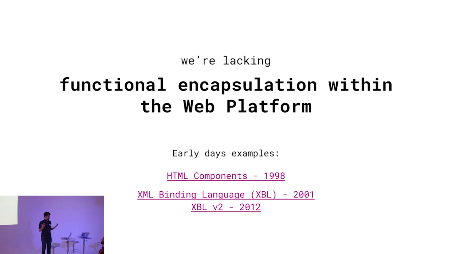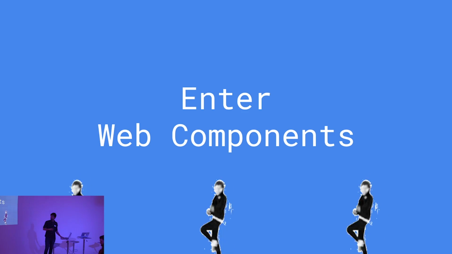This is a quite common pattern in software engineering in general, but the web platform is a bit behind in this. There have actually been early examples of this. There was a spec that I discovered from 1998 called HTML Components. And there are two versions of a spec called XML Binding Language. They are basically the foundation of web components as we know them today.